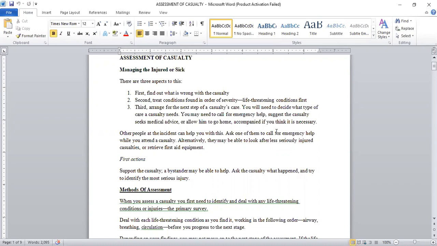So basically, a casualty is a person who is in a certain incident. For example, maybe a person has injured himself or herself, or a person is bleeding. He has a cut, he has a fracture. How do you handle a casualty? In this case, I want us to discuss two main methods of assessment. One, we have primary assessment, and the other one is secondary assessment.